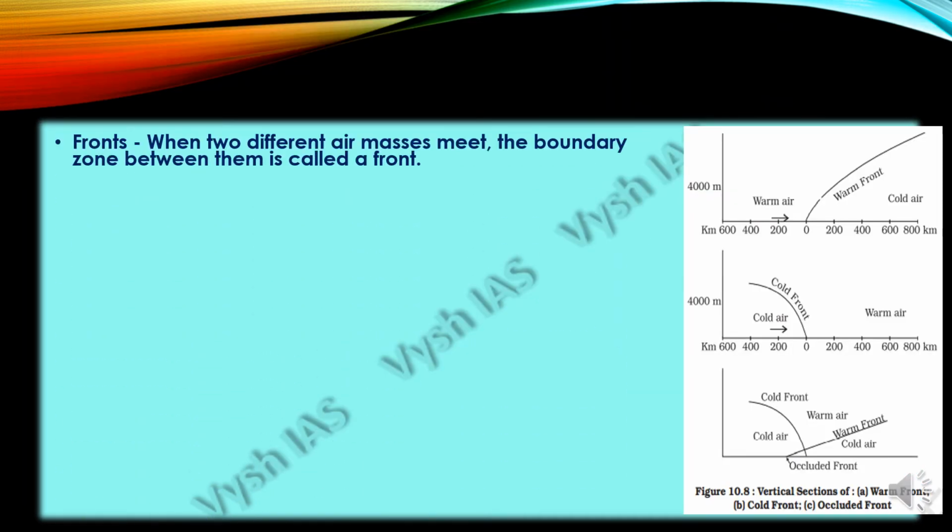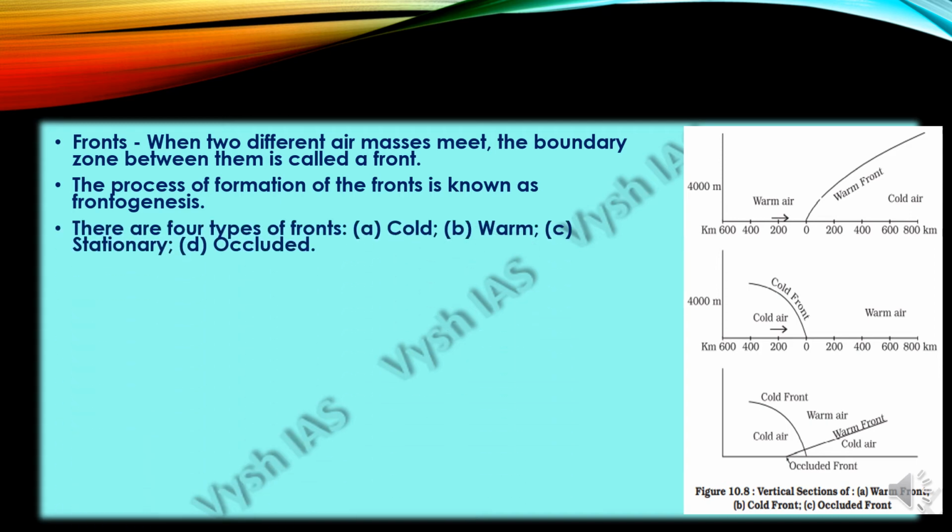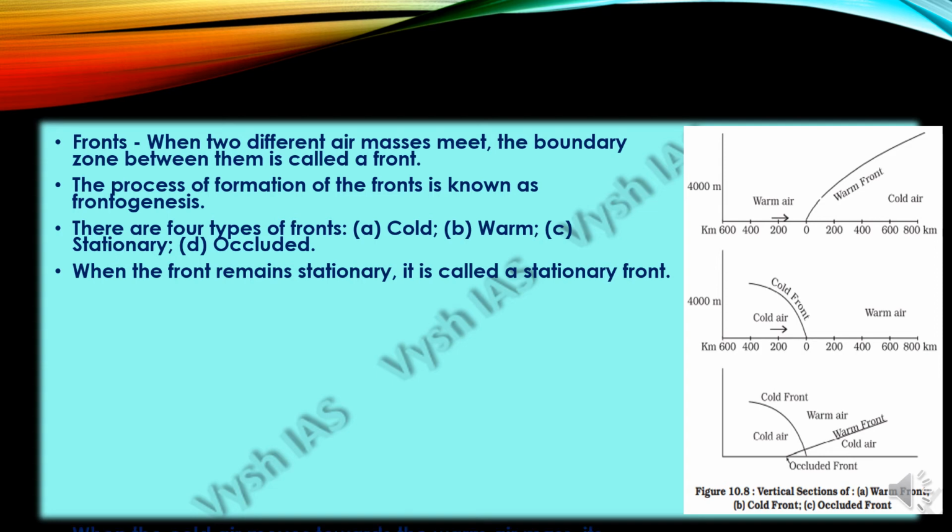Then we have fronts. When two different air masses meet, the boundary zone between them is called a front. The process of formation of these fronts is known as frontogenesis. There are four types of fronts: cold, warm, stationary and occluded. When the front remains stationary or constant, obviously, it is known as the stationary front.